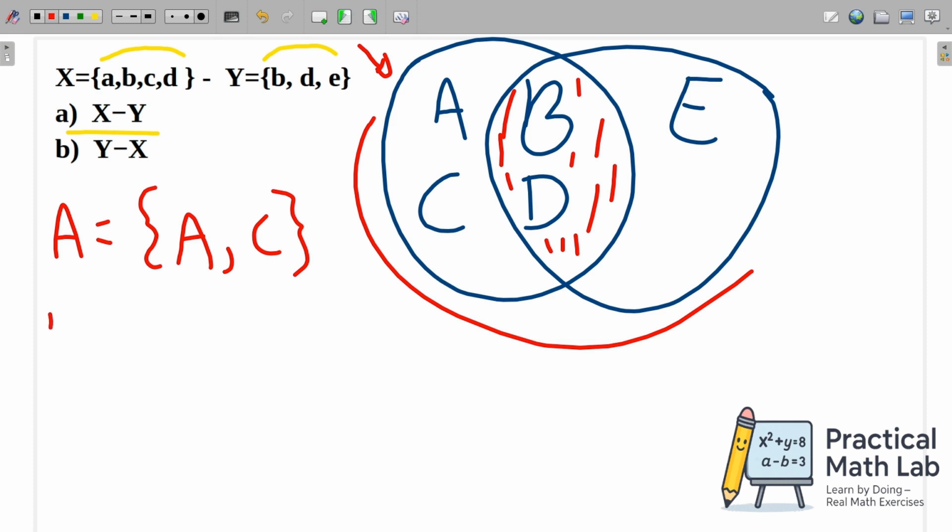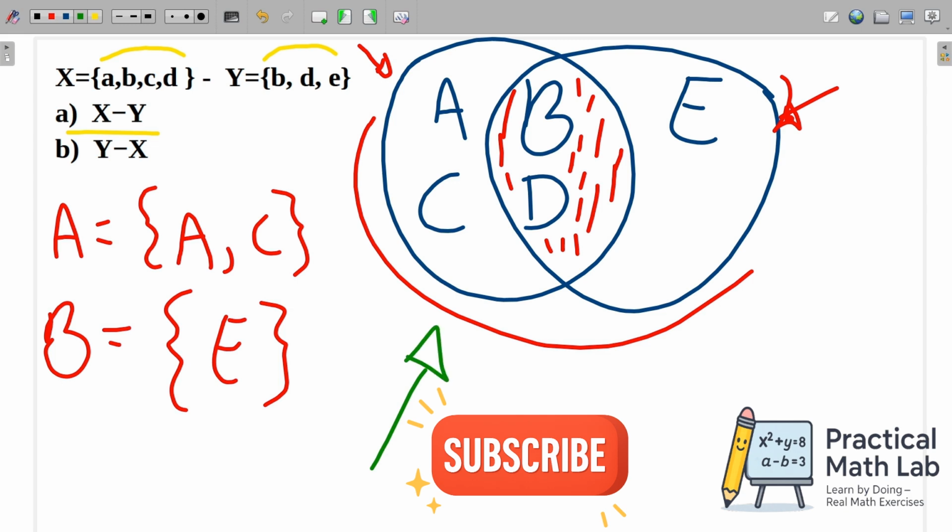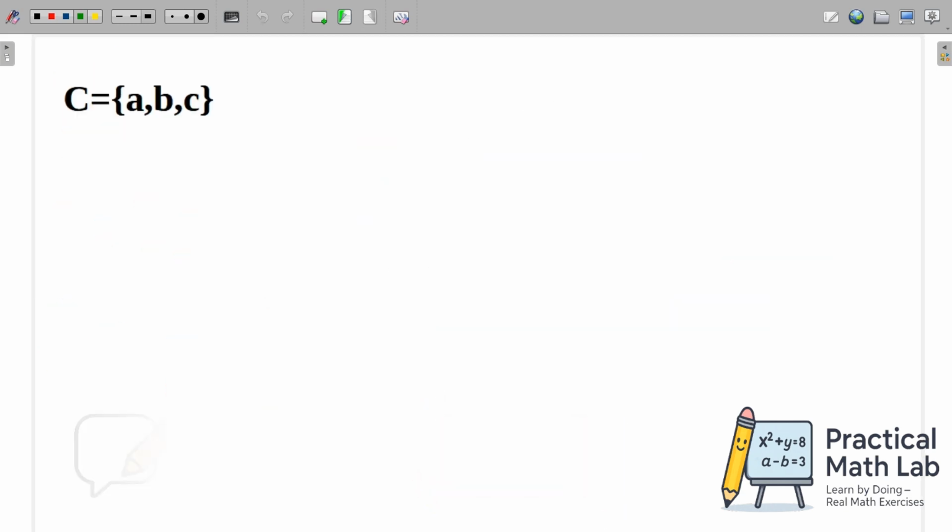And the same principle applies to letter B, which represents the set Y minus the set X, which is precisely what is shown here. So what's left is E. There you go, it's easy, and it gets much easier when we use the graphic representation here. Let's move on to the next exercise.